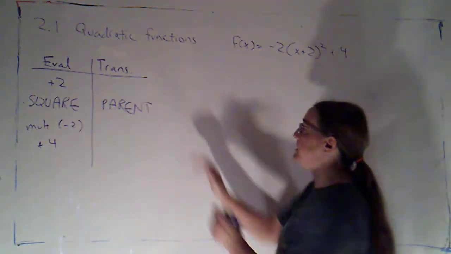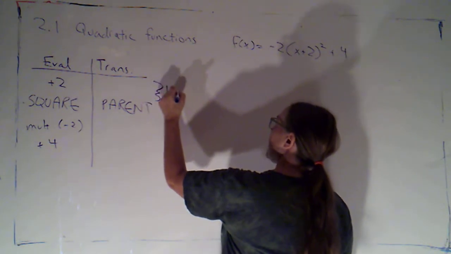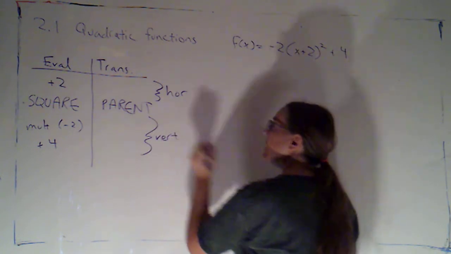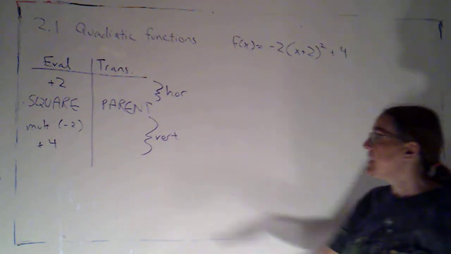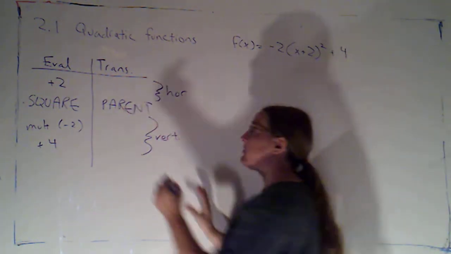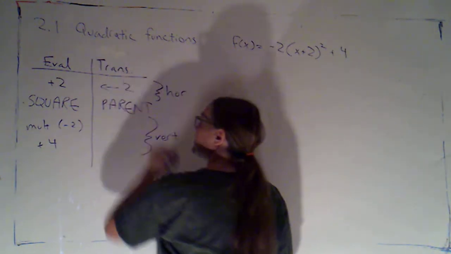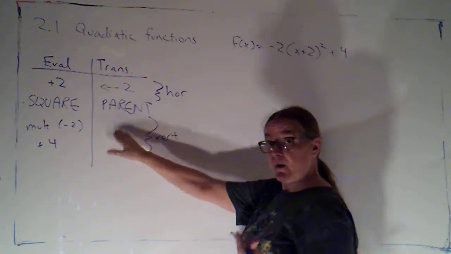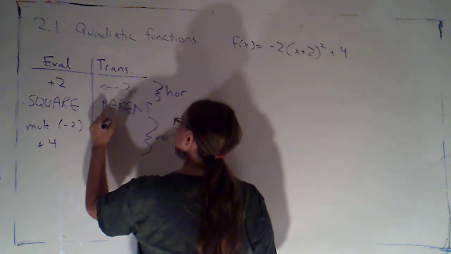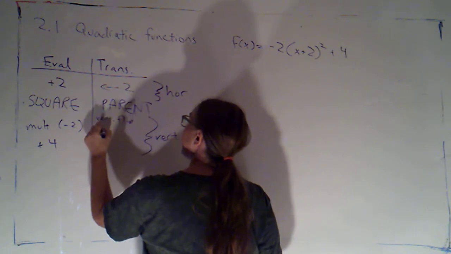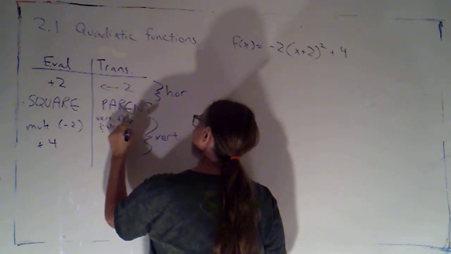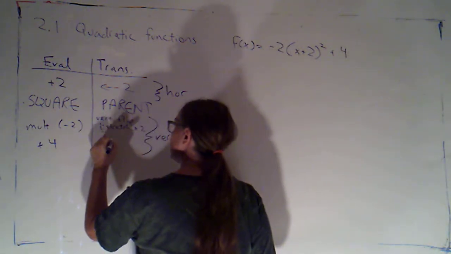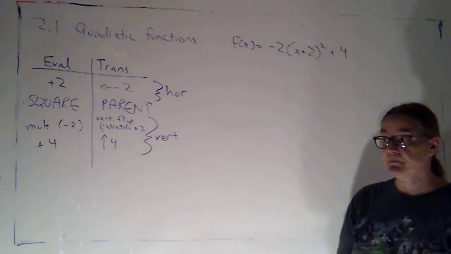Now remember, anything we do before the parent function affects the graph horizontally, and anything we do after the parent function affects the graph vertically. So adding 2 before we square is going to shift things to the left 2. Multiplying by -2 after we square will do 2 things. That's going to be a vertical flip and a stretch by a factor of 2. And then adding 4 is a vertical shift up 4.